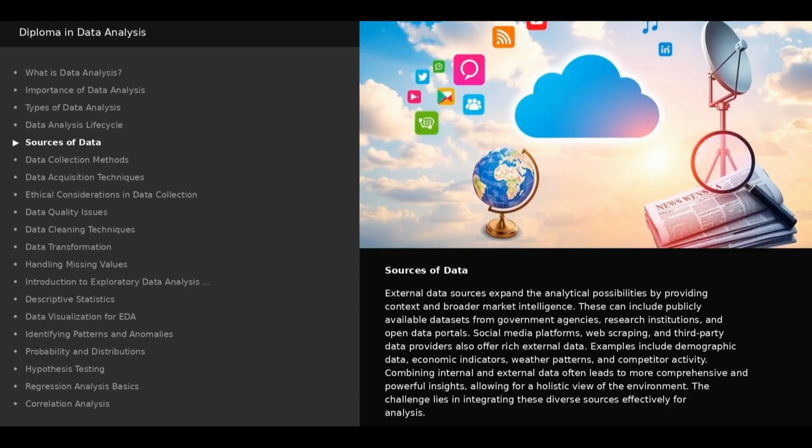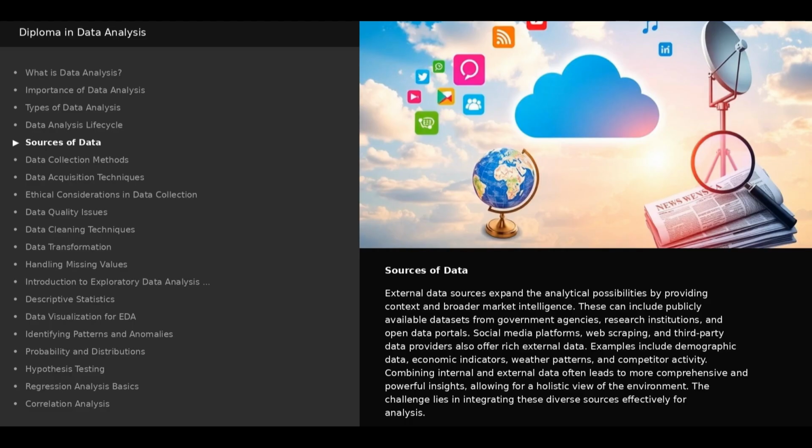External data sources expand the analytical possibilities by providing context and broader market intelligence. These can include publicly available datasets from government agencies, research institutions, and open data portals. Social media platforms, web scraping, and third-party data providers also offer rich external data. Examples include demographic data, economic indicators, weather patterns, and competitor activity.